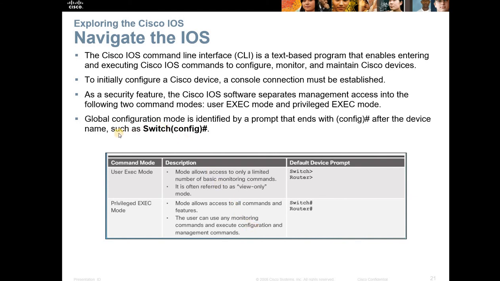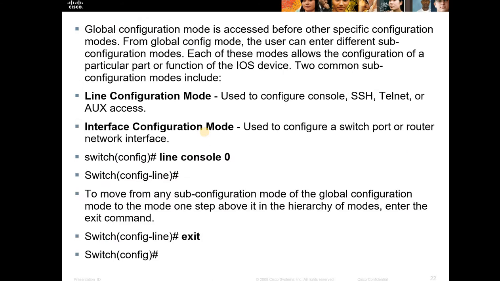We also have another mode called the global configuration mode. It is identified with a prompt that ends with config hash after the device name, such as Switch(config)#, you can see. This global configuration mode is accessed before other specific configuration modes. From global configuration mode, the user can enter different sub configuration modes, like line configuration mode and interface configuration mode. Each of these modes allows the configuration of a particular part or function of the IOS device. Generally, two common sub configuration modes include line configuration mode.